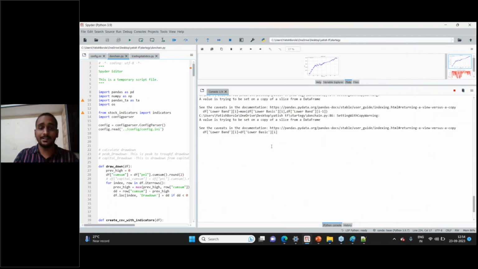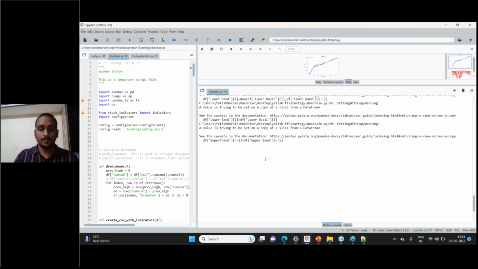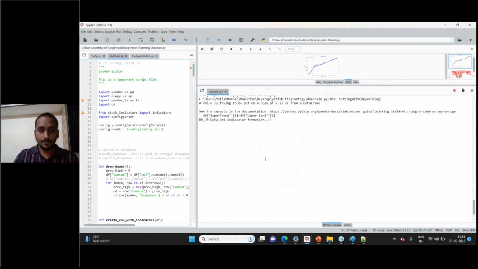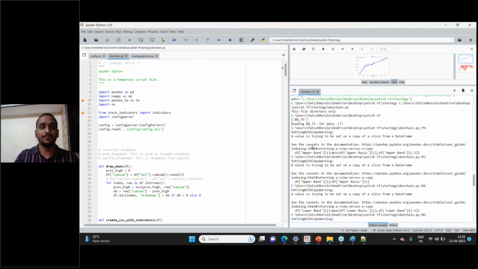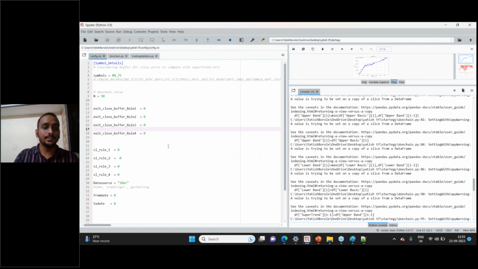So the indicator has now been calculated in Python, and rule number one, that is when we have to go long, is calculated. Rule number two, short. Rule number three, rule number four. Now the overall points we have gained is around 47,269 points in Bank Nifty.